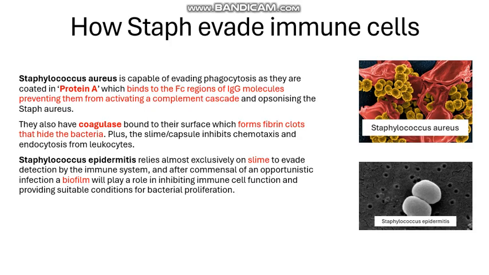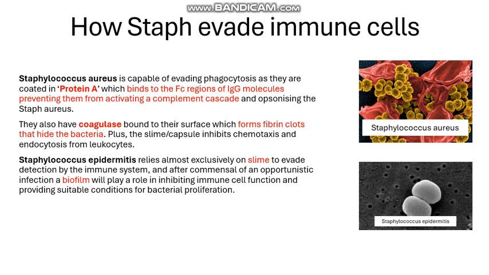They also have coagulase bound to their surface, which forms fibrin clots that hide the bacteria from the immune system. Plus, the slime capsule inhibits chemotaxis and endocytosis from leukocytes.